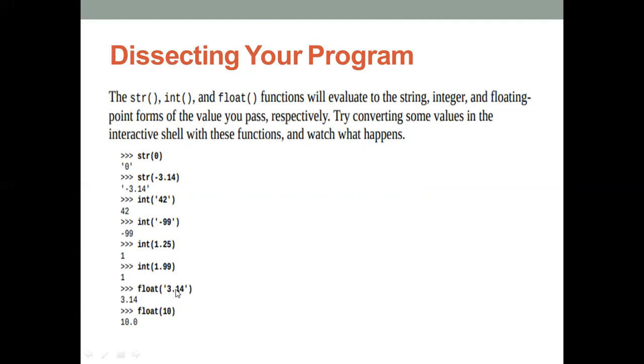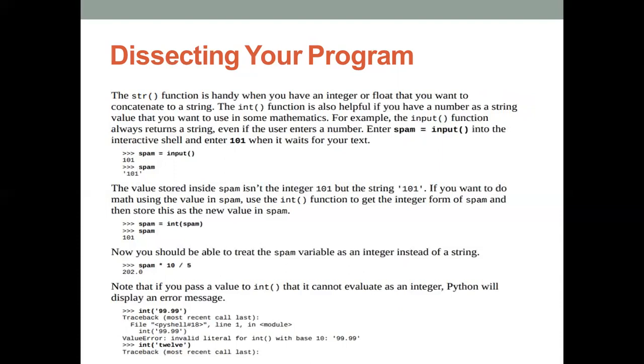Float of the string '3.14' within single quotes, this one is a string and it will convert it into a float, 3.14. Float of '10' will convert it into the float 10.0. So by using these str, int and float functions, you can easily convert one data type value into another data type value, whatever you want. While you are printing, if you want to print string values, then you can convert an integer or floating point into a string. So the str function is handy when you have an integer or float that you want to concatenate to a string, and likewise the int function. So what I explained, that same thing.